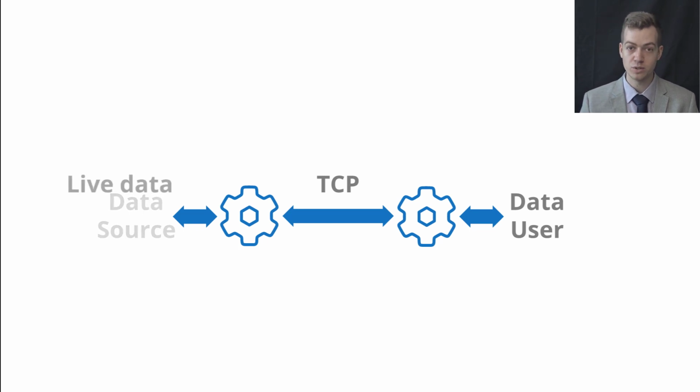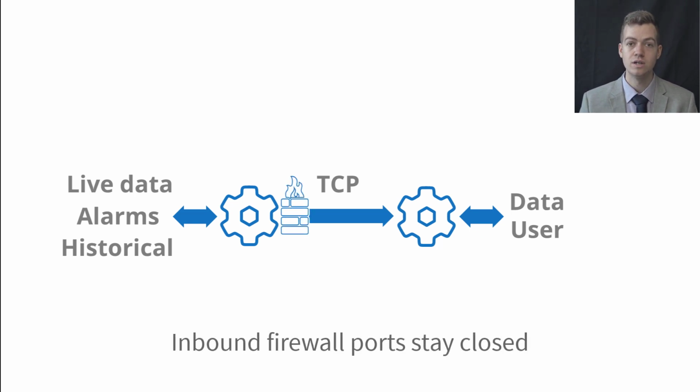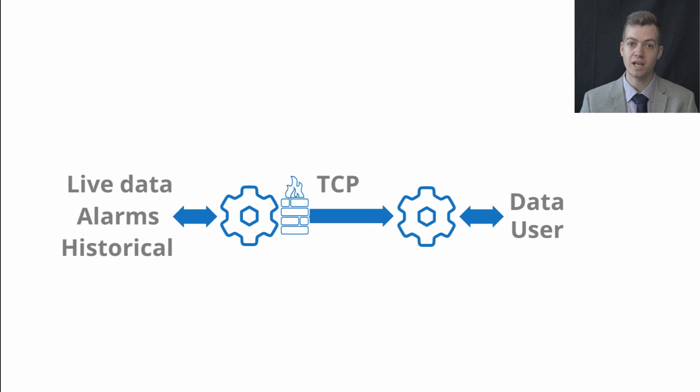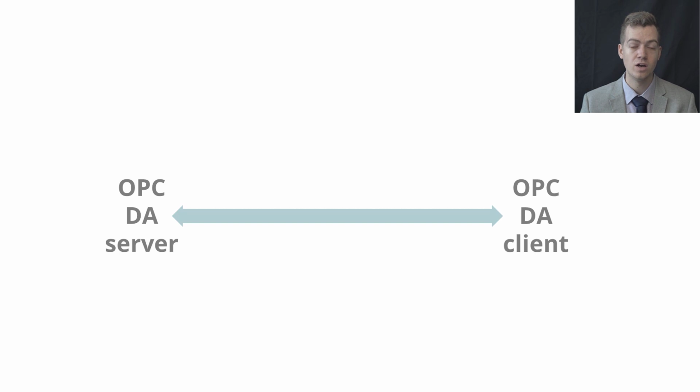The data might be real-time, process data, alarm data, or recorded historical data, and the data flow can be one-way or bidirectional. To keep production systems secure, the system must be able to keep all inbound firewall ports on the plant side closed. Tunneling first became popular as a way to network OPC-DA data within the plant.